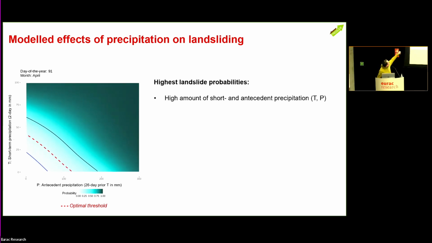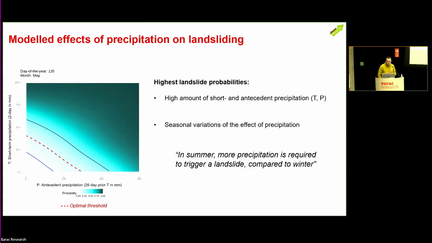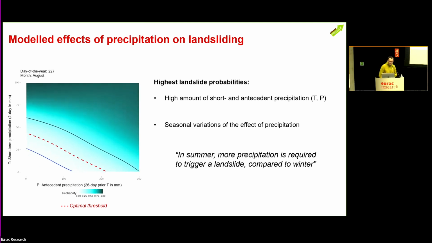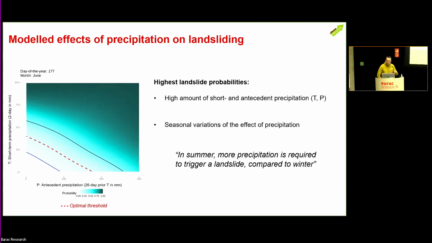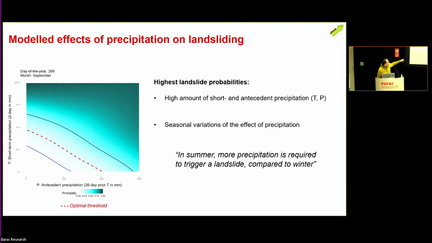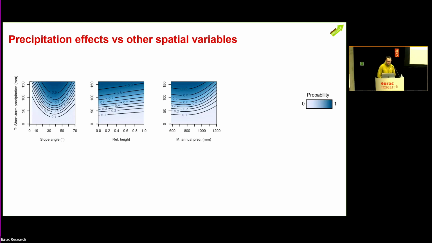But as you can also see here, day of the year, we also see a seasonal variation of the effect of precipitation on landslide occurrence, which in our case is very likely to be associated with vegetation. So what we see here is in summer, more precipitation is required to trigger a landslide compared to winter. In summer, vegetation is working, evaporation, transpiration, and so on. And this might substantially affect also this seasonal variation of the effect of precipitation on landslide occurrence.